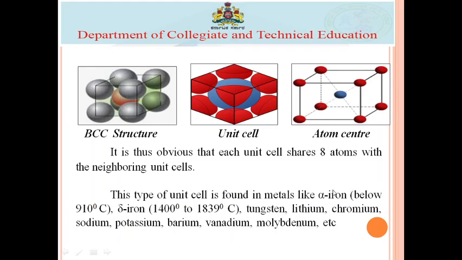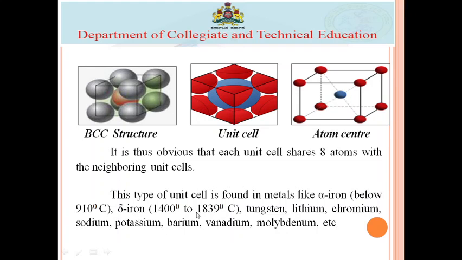In this state the metal structure will be in the form of BCC. And in the delta iron also, the temperature range will be 1400 degrees Celsius to 1539 degrees Celsius. In this state, it is called the delta iron. This delta iron also has the BCC structure.